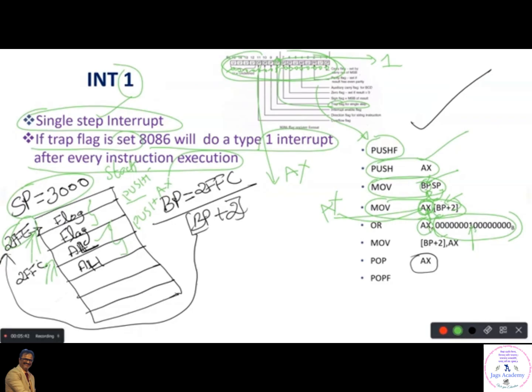Right? Ultimately, what is there in the AX register now? The content of the flag register from the above 3 instructions. So what will happen to the content of the flag register after this OR operation? The trap bit will become 1. It will be set. So now the AX register has the content of the flag register with the trap flag made 1. Okay, now what's the next work?